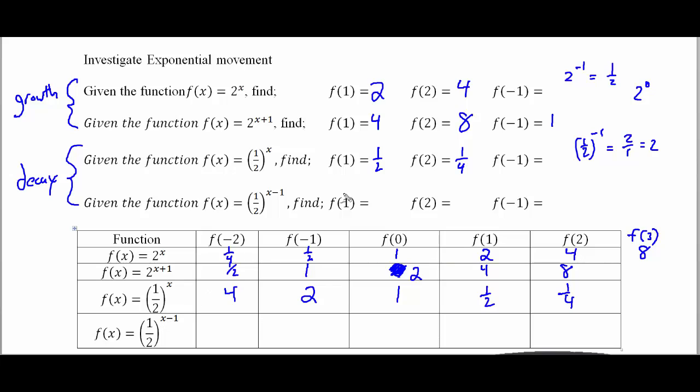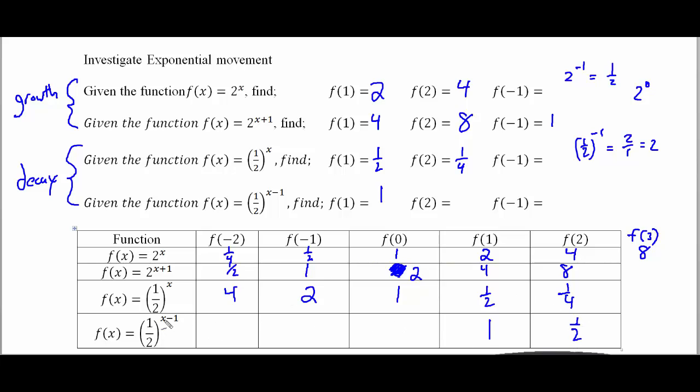Now we're going to start off by plugging in f of 1. So 1 minus 1 is 0, and 1/2 to the 0 power is 1. So the answer here is going to be 1/2 to the 0 power, 1. And then we're going to plug in the 2 for this equation here. So 2 minus 1 is 1, so 1/2 to the 1 power is 1/2.